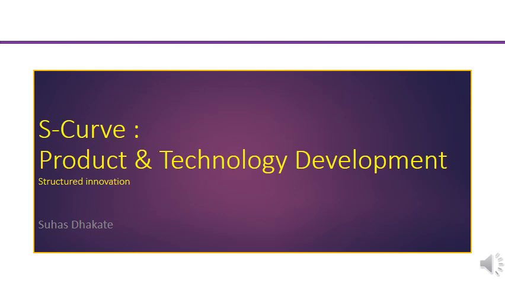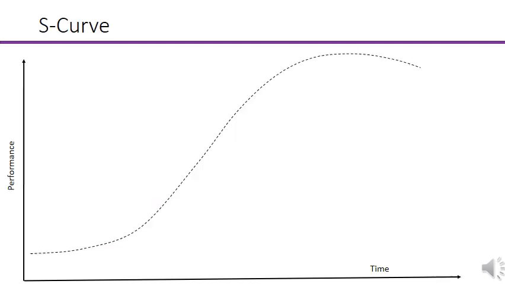S-curve. Product and technology development. Structured innovation. What is S-curve? S-curve is a display of cumulative things or quantities, plotted against time. This name derives from the S-like shape of the curve, flatter at the beginning and end, and steeper in the middle, which is typical form.